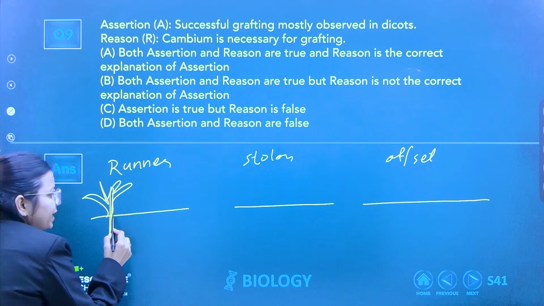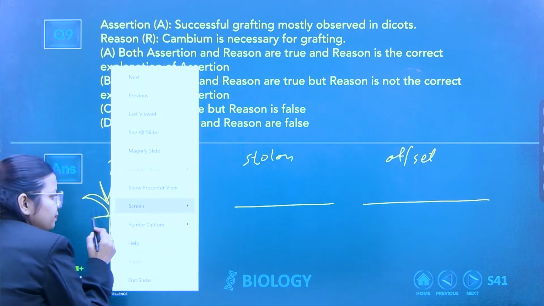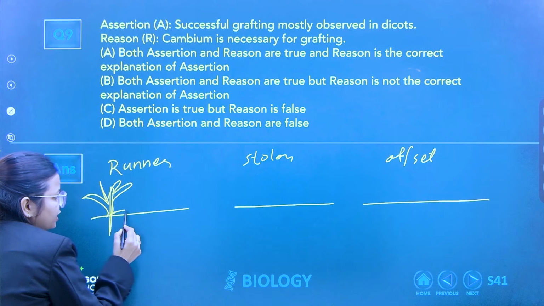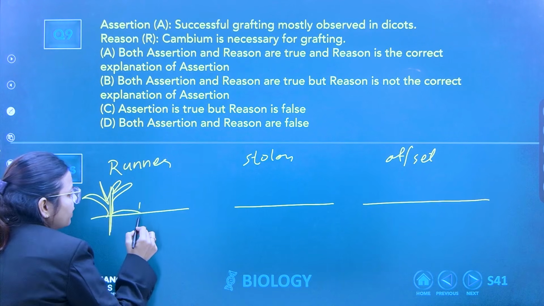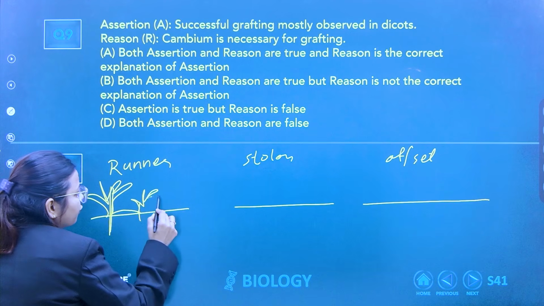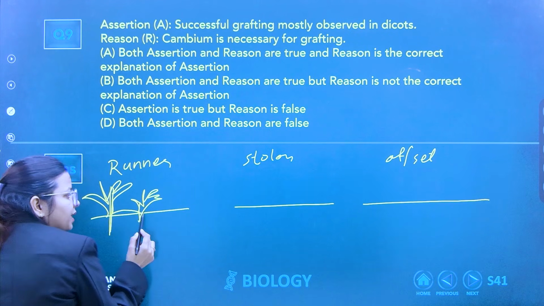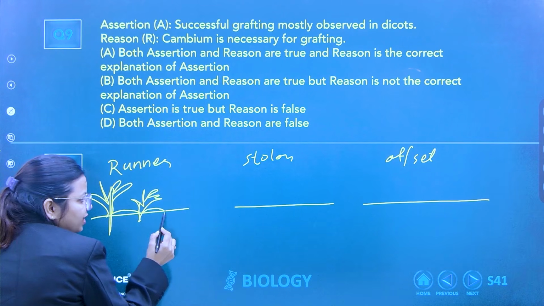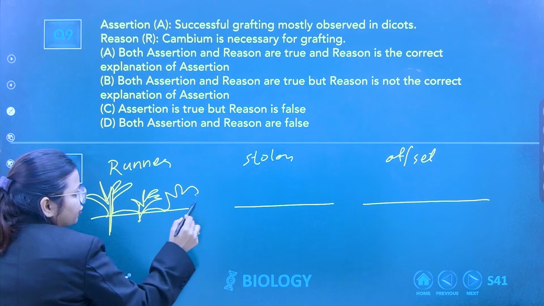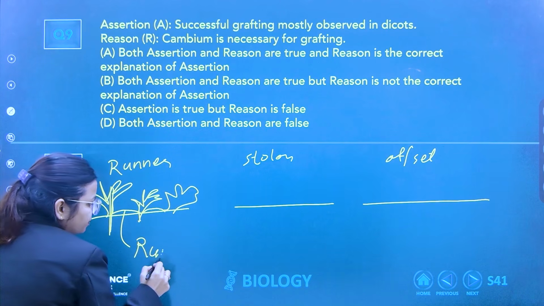A small lateral branch arises from here, and it will touch the ground after some time. A new grass plant will be formed here. What will happen after some time? A lateral branch arises from here and grows and touches the ground, and a new grass plant will be formed here. So this is your runner.